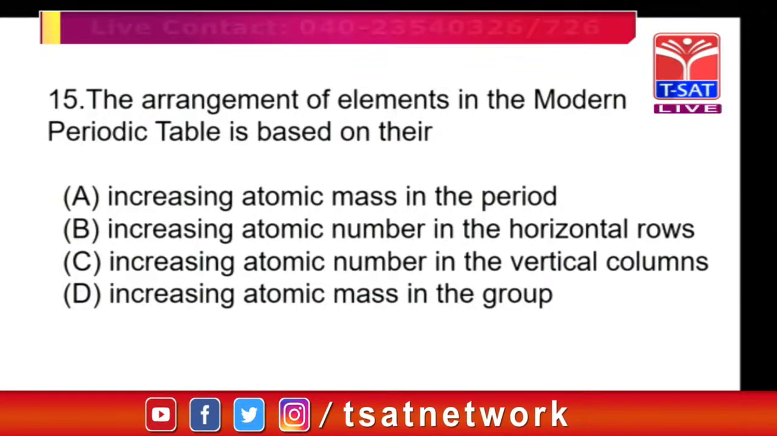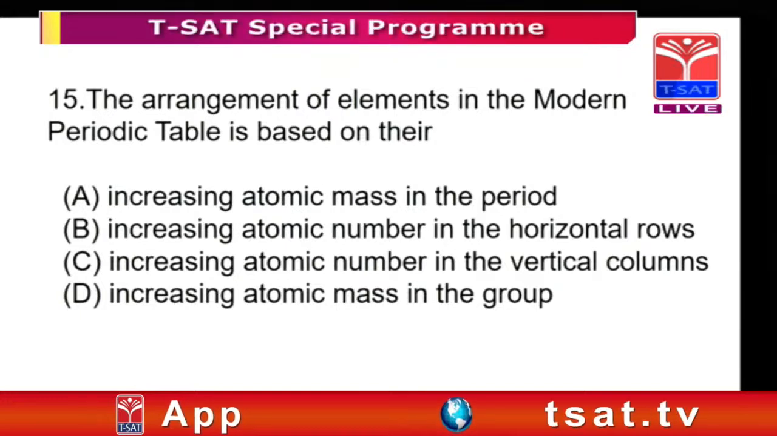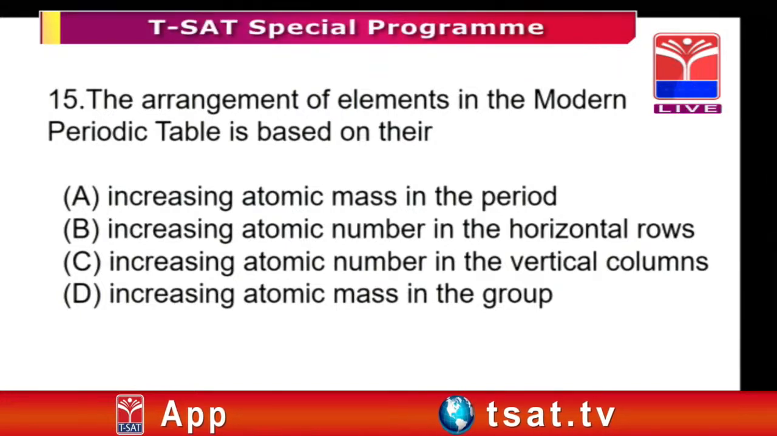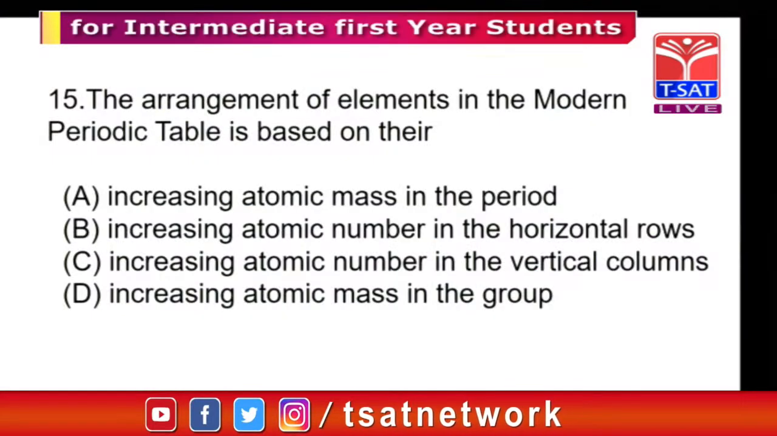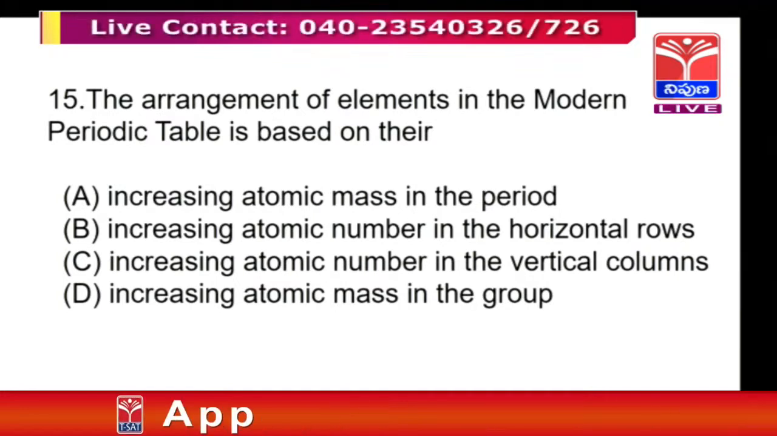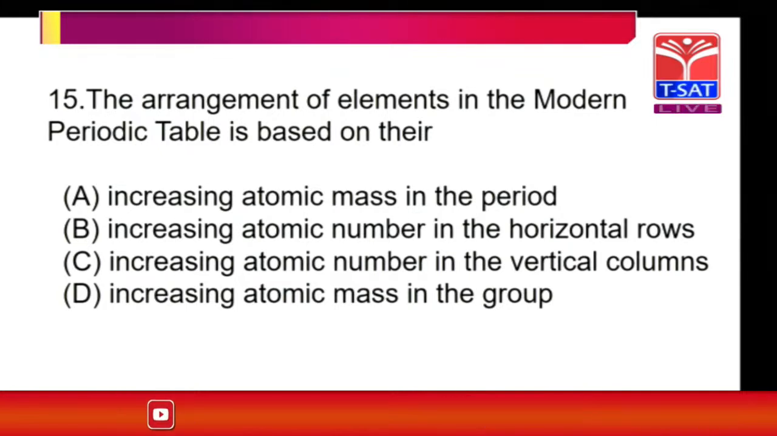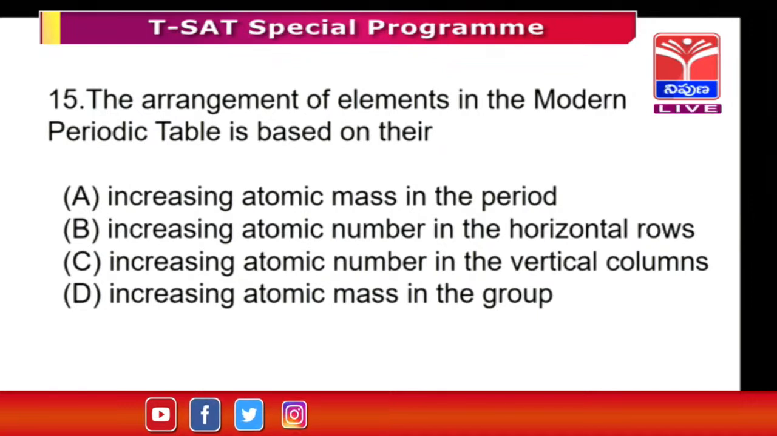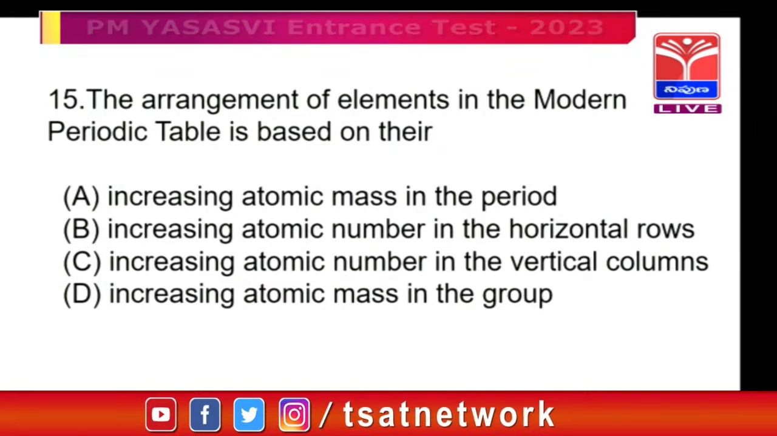The arrangement of elements in the modern periodic table is based on their... So, as you know, Mendeleev, Dobereiner, all these are concerned with the periodic table. Here the 4 options are given: increasing atomic mass in the period, increasing atomic number in the horizontal rows, increasing atomic number in the vertical columns, and increasing atomic mass in the group. So, a lot of twist is given in the question.